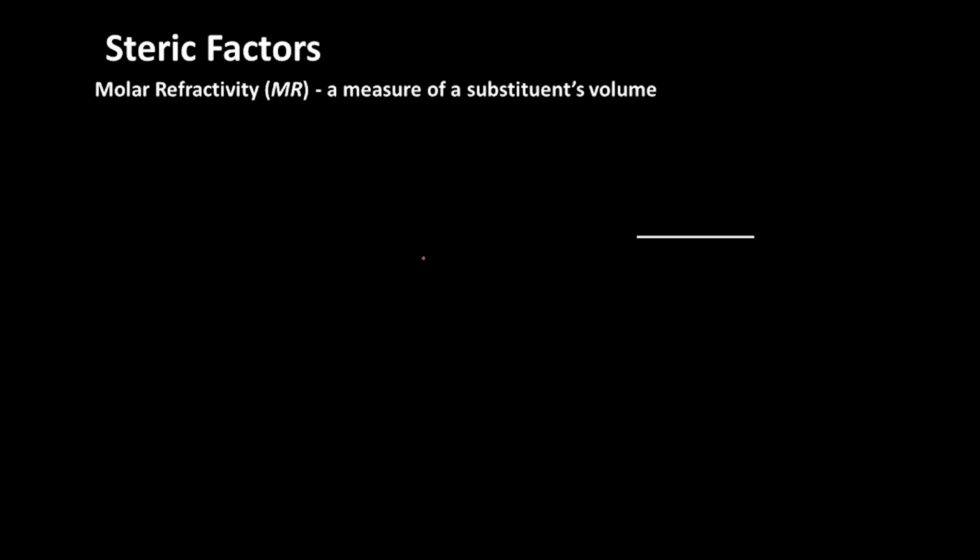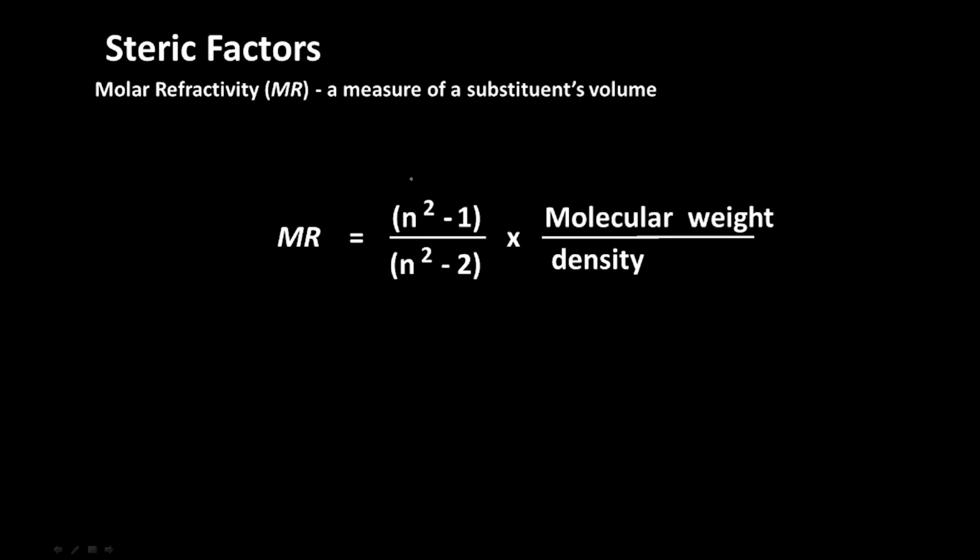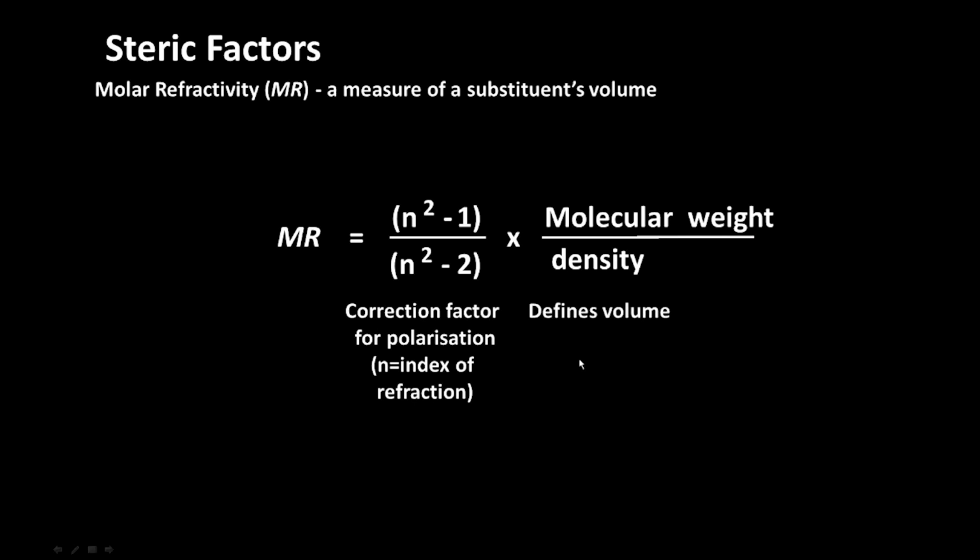That's called molar refractivity. It's given by (n² - 1)/(n² + 2) times molecular weight by density. Okay, this is a correction factor. This n is called the index of refraction, a correction factor for polarization. So it's a function of molecular weight, a function of density. When you do molecular weight by density, of course, you end up with volume, right? So this is a descriptor which we use many times.